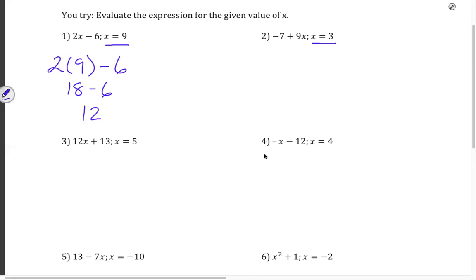Jordan, what did you get for number 2? Angela, what did you get for number 2? 20. 20, very good. So I got -7 plus 9 times 3. Well, 9 times 3 is 27. And then we have the -7 plus 27 is 20. Perfect. Leah, what did you get for number 3?